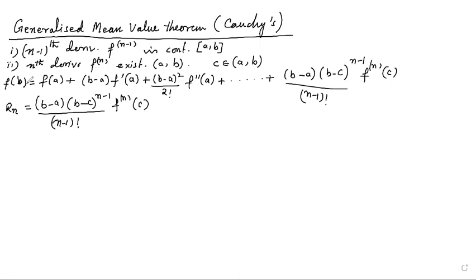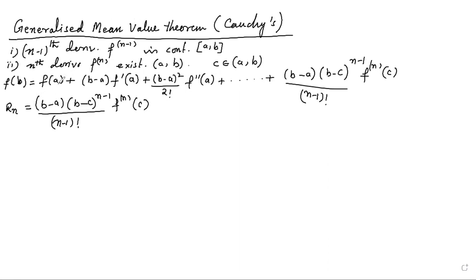I don't know how. So the conditions are there as we have seen in Lagrange's form also. Then we will write it as f(b) equals f(a) plus (b minus a) f'(a), plus (b minus a) whole squared by 2 factorial f''(a). Only the last term, which is the (n plus 1)th term, will differ in Cauchy's form. That is, it becomes (b minus a)(b minus c)^(n-1) by (n minus 1) factorial f^(n)(c). So Rn, the remainder after n terms, in this case will be (b minus a)(b minus c)^(n-1) by (n minus 1) factorial f^(n)(c).